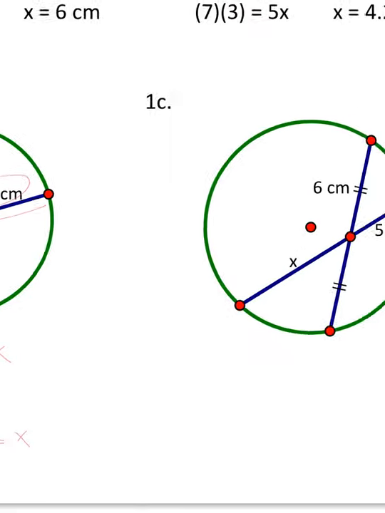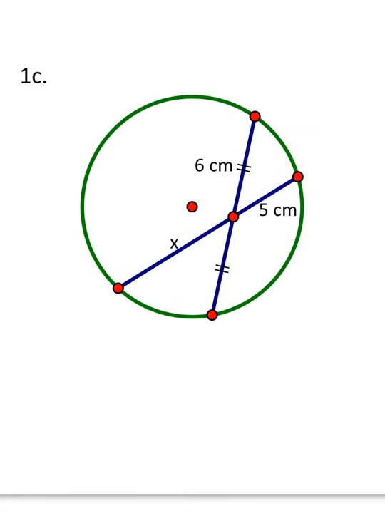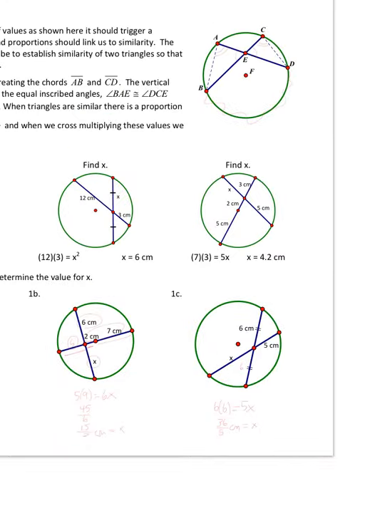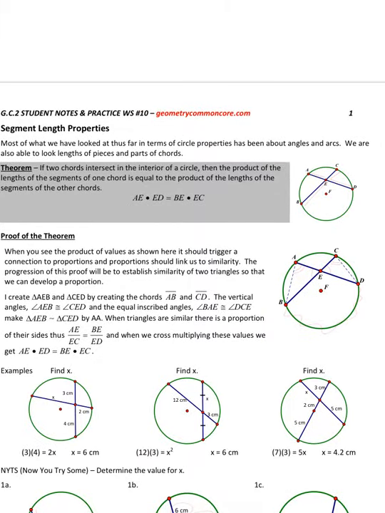And the last example here, pretty straightforward relationship. Congruent segments 6 and 6 will equal 5 times x. Divide both sides by 5, you get 36 over 5, or its decimal equivalent is equal to x. And just to reiterate, this relationship is stated at the top of your note sheet here. The two parts of the chords multiplied together are equal to the two parts of the other chord that they intersect.